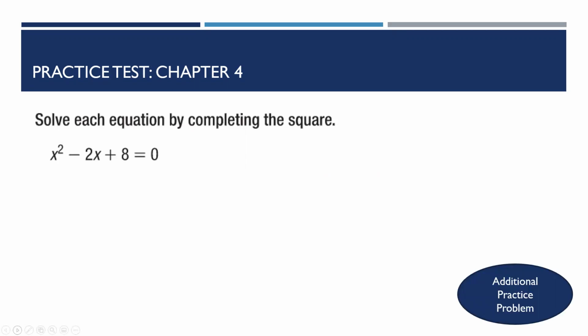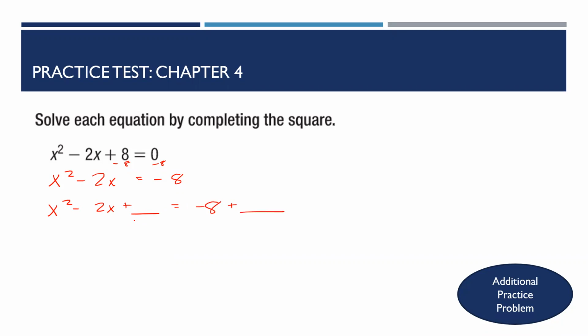Here, this is an additional practice problem that I threw in there because you will have a question like this that says solve each equation by completing the square. So you will have to complete the square. So you take half, so this would be x squared minus 2x. You would subtract 8 from both sides. So this equals -8. So you end up with x squared minus 2x plus something equals -8.